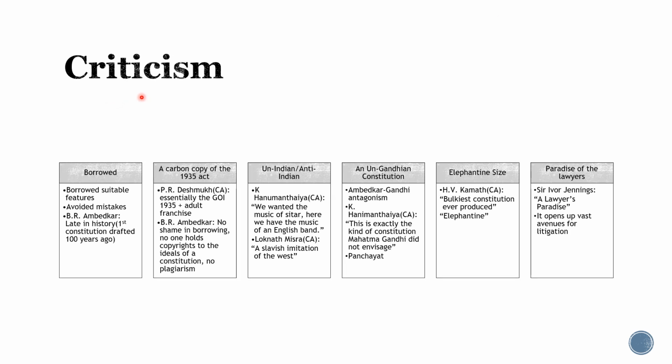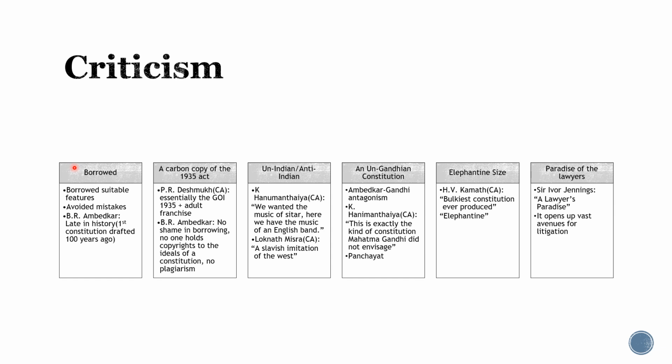So now let's look at the different criticisms of the constitution. As seen earlier in the lecture on constituent assembly, there were certain criticisms of the constituent assembly itself. So these could also be related to that, and these follow directly from there. So one criticism was that the entire constitution is borrowed. It is not original. It is taken from different sources.